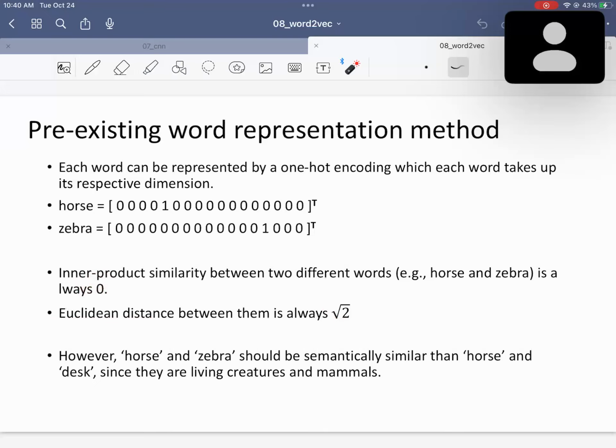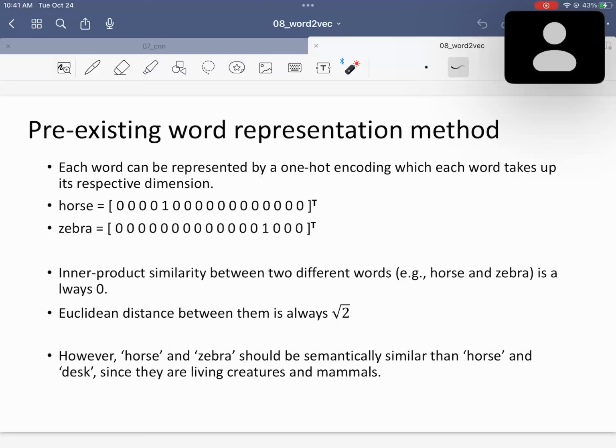So that means that no matter which pair of words you find, their similarity or distance measure will always be the same. So it doesn't capture semantics at all, right? That's the problem with one hot encoding. So we want something better. We want something a bit more sophisticated that can, for example, have vector representations that are similar for horse and zebra, but not similar for horse and desk.